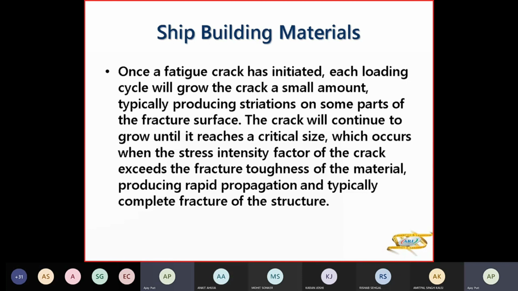But if your fatigue crack starts, then each loading cycle it is going to crack a small amount and produce striations on some parts of the fatigue surface, and the crack will continue to grow until it reaches a critical size. So if you stop loading, those operations will stop. Brittle fracture continues even if you stop it, but fatigue crack will stop. The crack will continue to grow until it reaches a critical size, which occurs when the stress intensity factor of the crack exceeds the fracture toughness of the material. When that is exceeded, it produces rapid propagation and typically complete fracture of the structure.